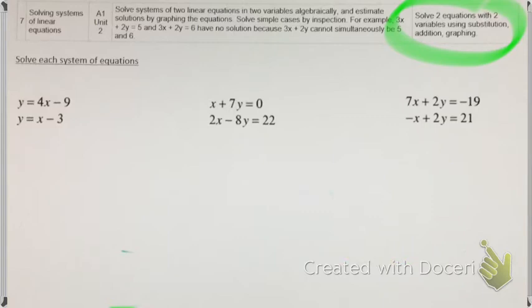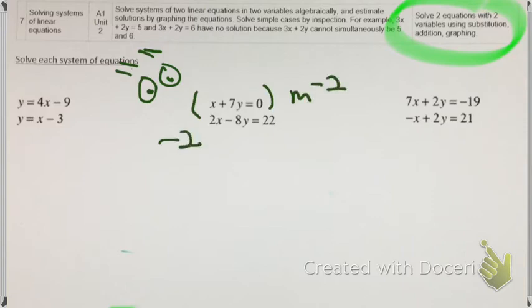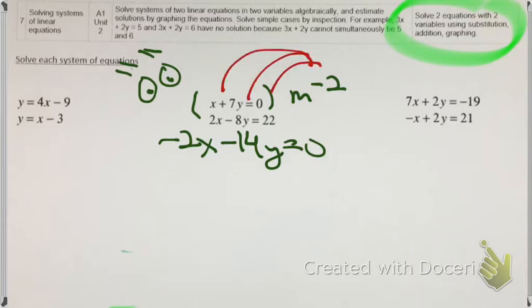Right here, I'm looking at this second piece of equation here, and I'm seeing that I can do the x and the 2x. If I just multiply the top equation by negative 2, that'll give me minus 2x minus 14y and 0. That's because I'm distributing there. So you don't forget to distribute. That everything gets multiplied by negative 2. The x, the 7y, and the 0. So you got to remember to fully distribute that.